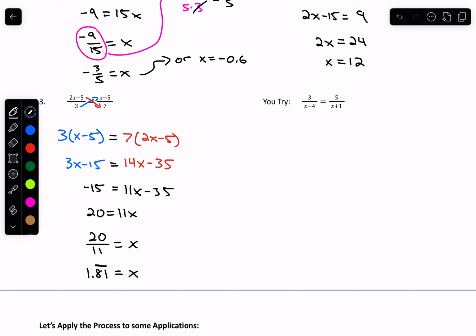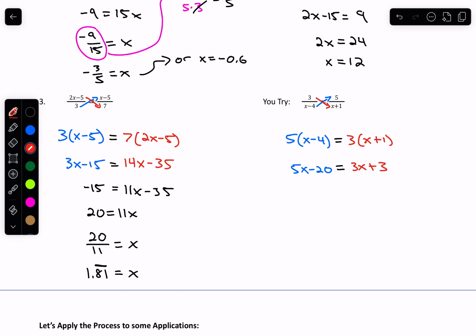Hopefully you paused. And so now coming back, we are going to multiply x minus 4 times 5 to get 5 times x minus 4. And then on the other side, we're going to multiply 3 times x plus 1. So 3 parentheses x plus 1. When we distribute, we're going to get 5x minus 20 on the left. And on the right side, when we distribute, we're going to get 3x plus 3.